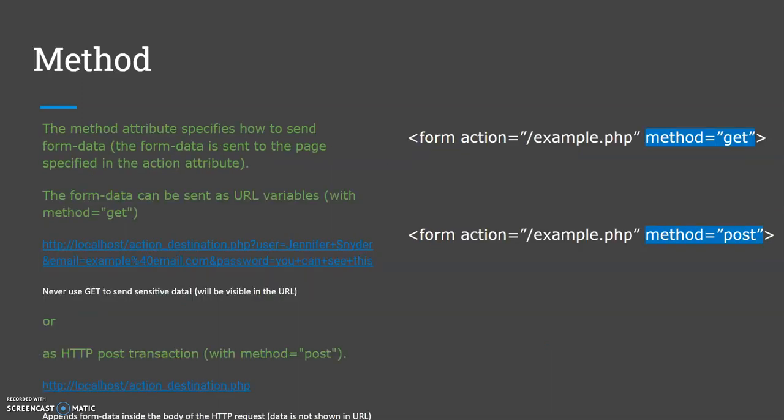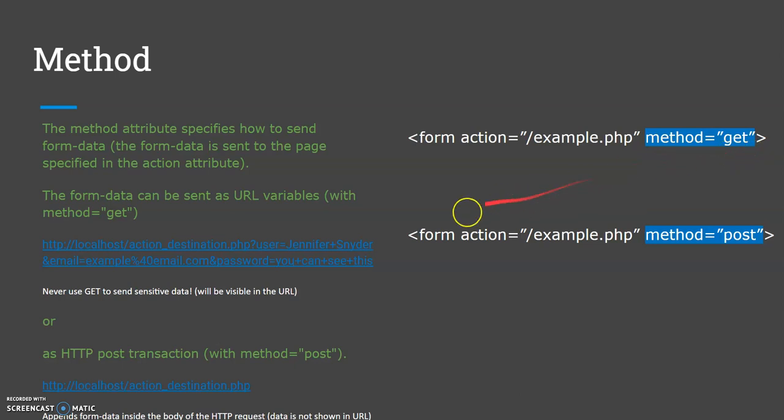Next is the method attribute. The method attribute specifies how to send the form data. The form data is sent to the page specified in the action attribute. So here we have the form, we have the action attribute of where it's being sent, and here we have the method attribute, which is how it's being sent.